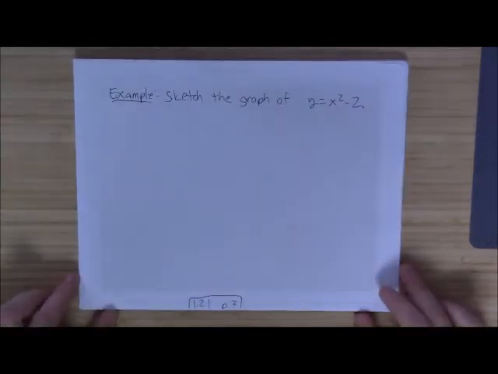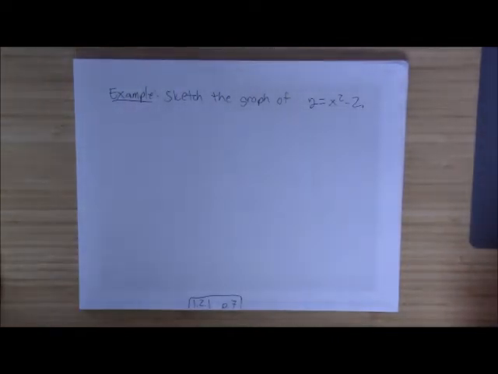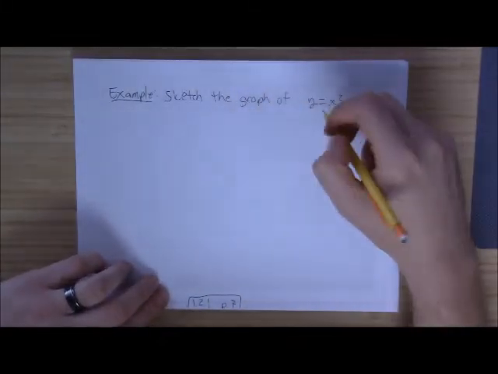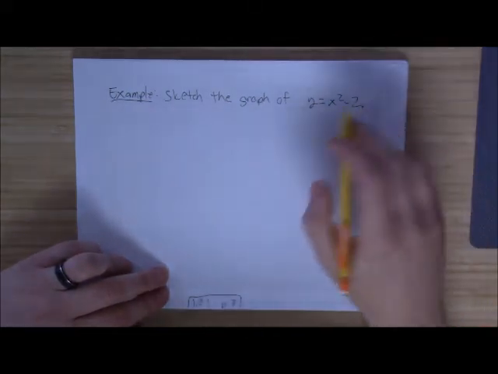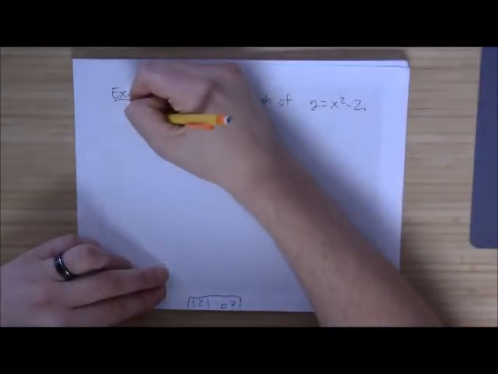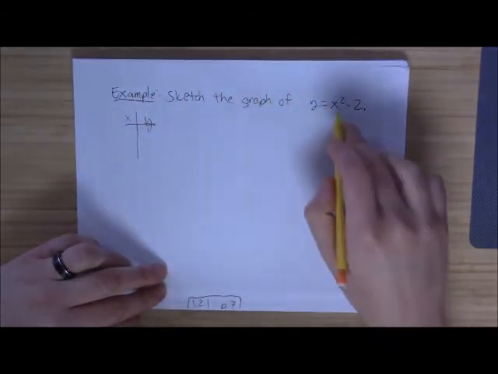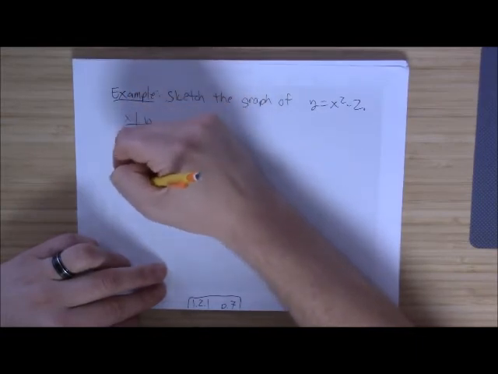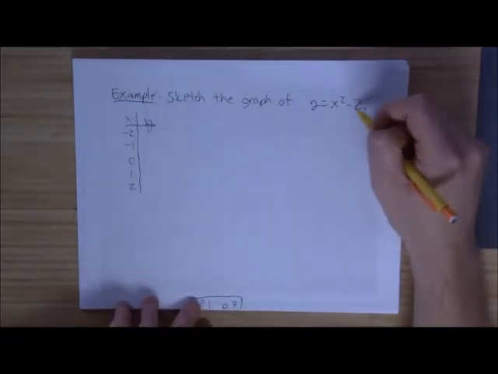To try a more advanced example of this, let's go ahead and try sketching the graph of y equals x squared minus 2. Namely, so again, step 1 was we already have it isolated, which is great. So that's done for us. We now make our table of values, x and y. So here, x, again, let's try -2, -1, 0, 1, and 2. I like those values.